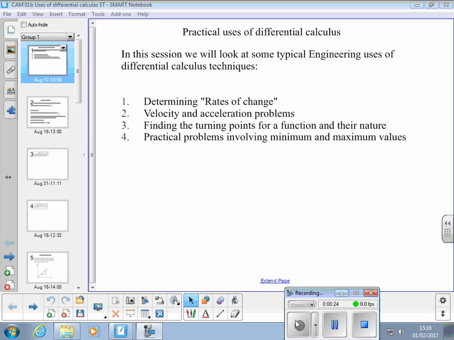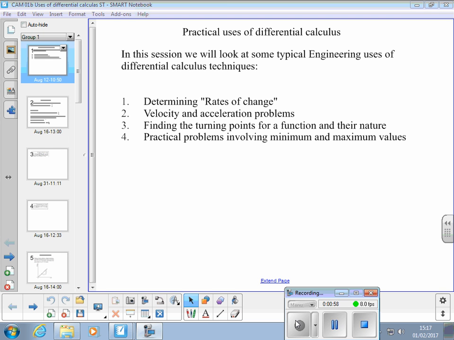Rate of change. How fast one variable changes with another. The most common engineering application of that is velocity, or rate of change of position with time. Meters per second, if you like. And then acceleration is the rate of change of velocity with time. Meters per second squared. So problems around that.